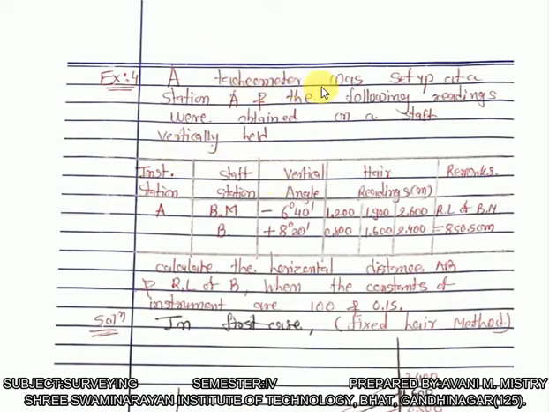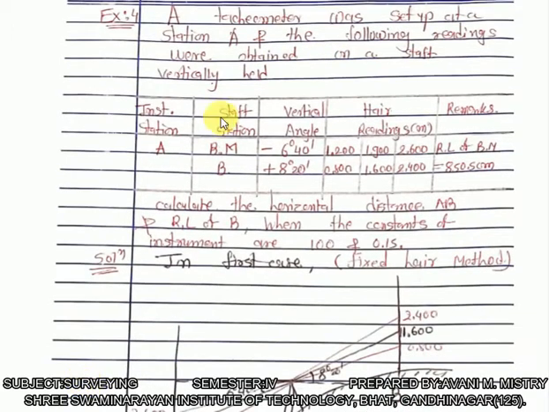Example number 4. A tachymeter was set up at a station A and the following readings were obtained on a staff vertically held. The staff station is at the benchmark and B, with the instrument station at A. At the benchmark we take the angle of depression and at B we take the angle of elevation. Three hair readings are given. RL of benchmark is equal to 850.50 meter. Calculate the horizontal distance AB and the RL of B when the constants of the instrument are A is equal to 100 and B is equal to 0.15.